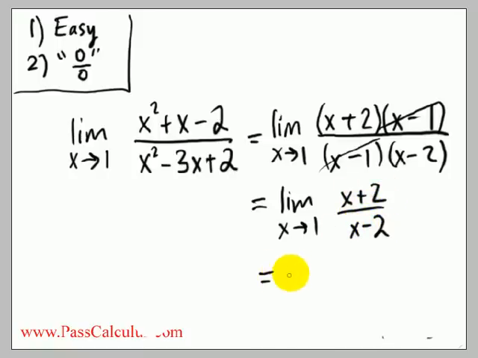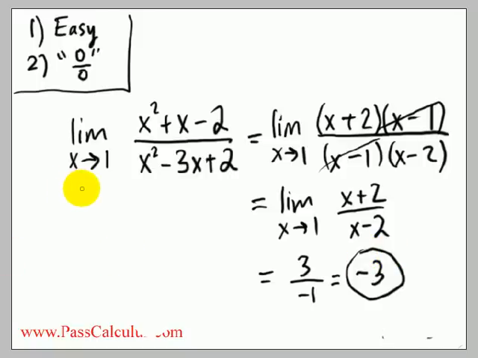And now we're happy because when I put 1 into top and bottom, I get 3 over 1 minus 2, which is negative 1. So in other words, this is an easy kind of limit. Even though it's a fraction, it's still an easy kind of limit. I just put the number in. And so I get my answer of minus 3. So that's how you do that one.